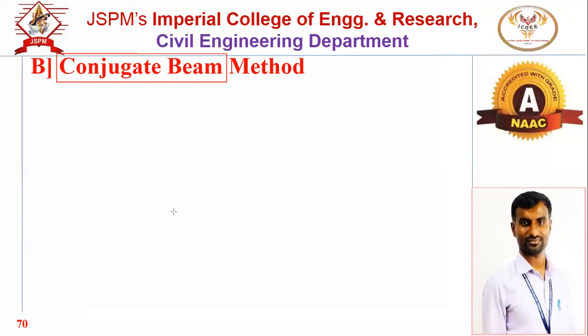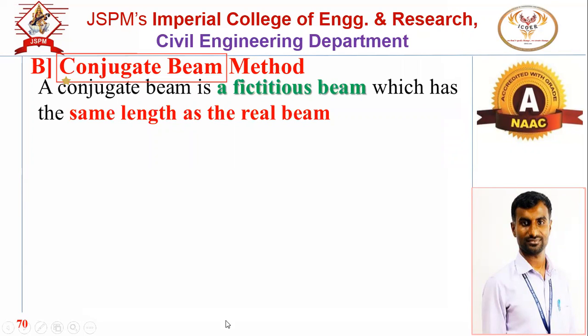In the moment area method, the major part is the M by EI diagram. Now here the conjugate beam is there. What is that conjugate beam? What is the concept of the conjugate beam? That we will discuss. This conjugate beam is a fictitious beam. Conjugate beam काय असतो? It is a fictitious beam, or we can say an imaginary beam, having the same length as the real beam.